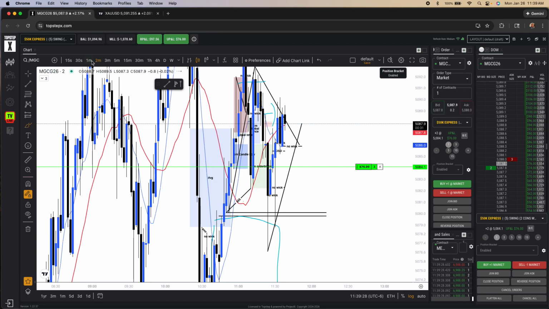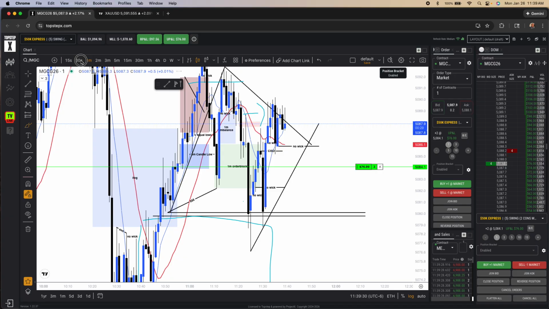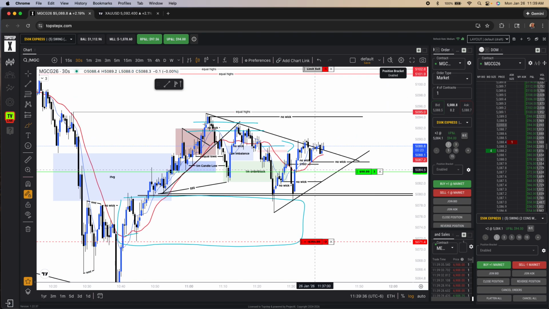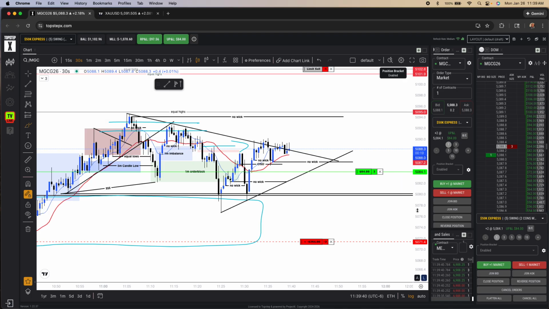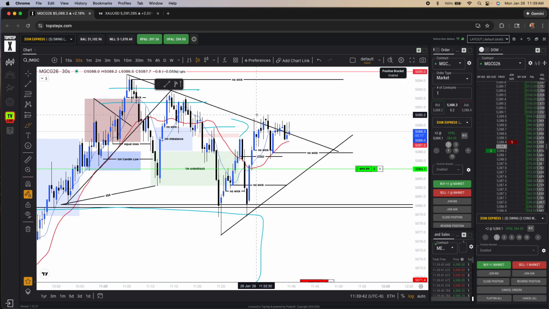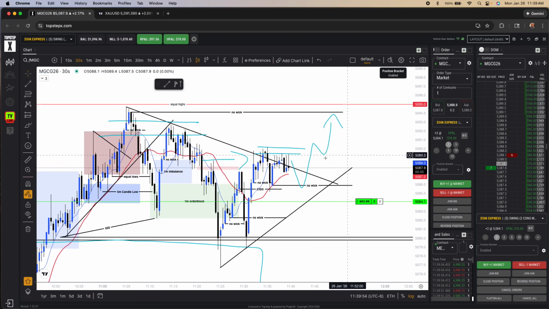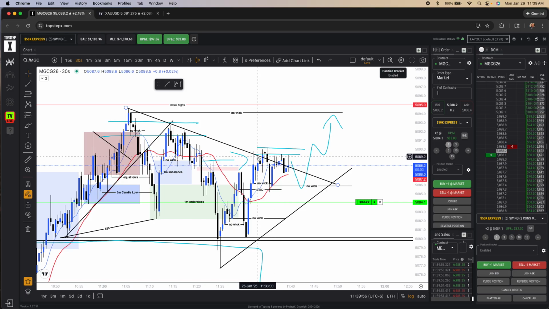So let me see on the 2 minute, is there anything? 30-second maybe. So there's a lot of imbalance on the 30-second, but none on the 1 minute. So this is the moment of truth. Gonna come down, take this most likely, then continue up. You can see we're rejecting the trend line once again.